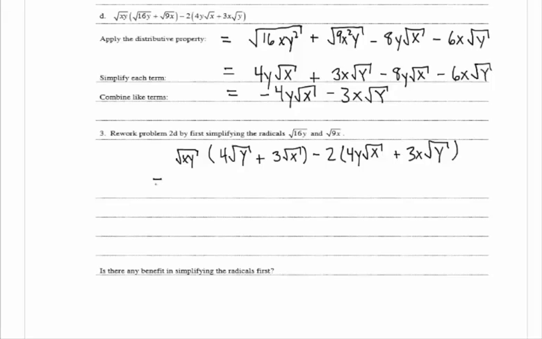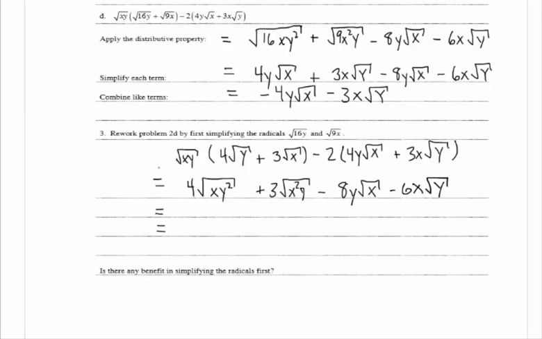And now we're going to distribute. So we have 4 times the square root of xy squared plus 3 times x squared y minus 8y square root x. And then we have negative 2 times 3x is negative 6x times the square root of y. And now we're going to simplify each term. So we have a perfect square, y squared, inside our first radical. So we're going to have 4y square root of x plus x squared is a perfect square. So the next term is going to be 3x square root of y minus 8y square root of x minus 6x square root of y.